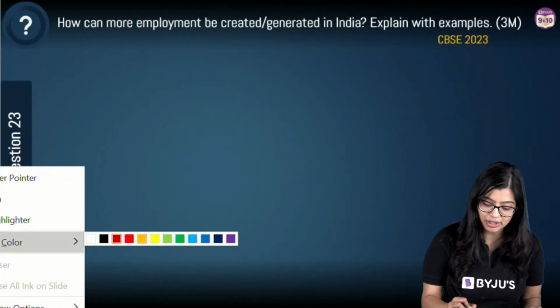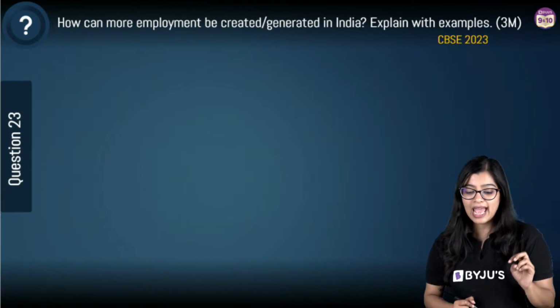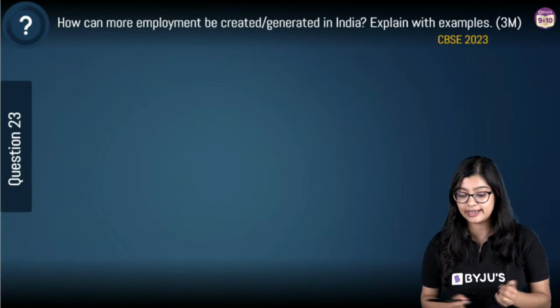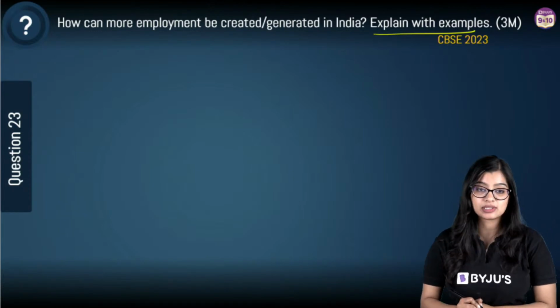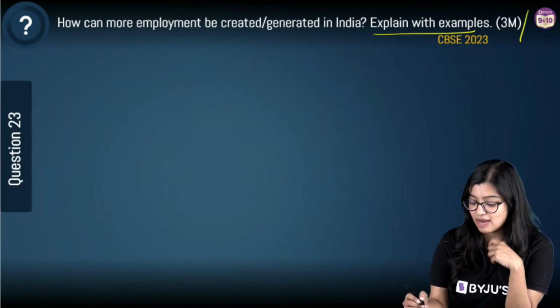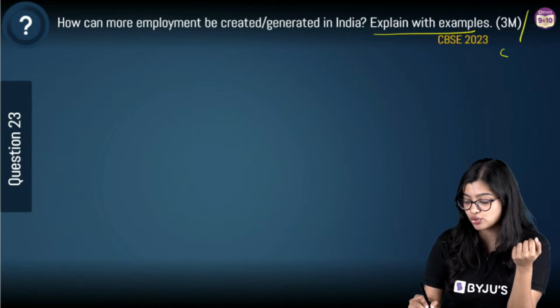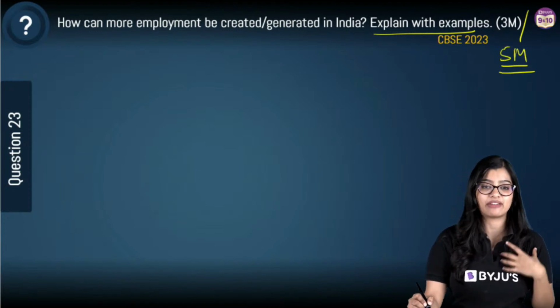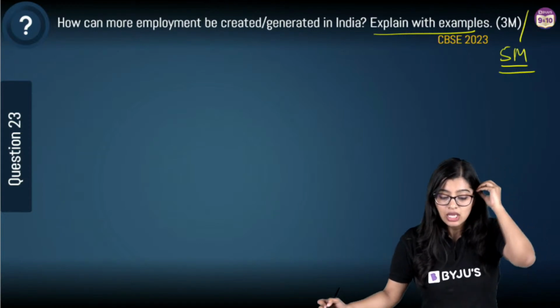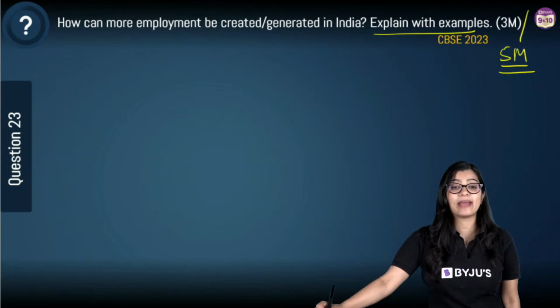Moving on to question number 23. How can employment be created or generated in India? Explain with examples. This question has come for 3 marks last year, but this could come for 5 marks also. So how can we generate more employment?